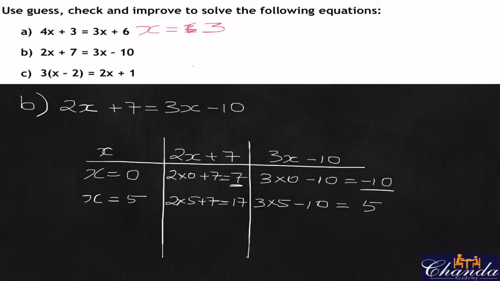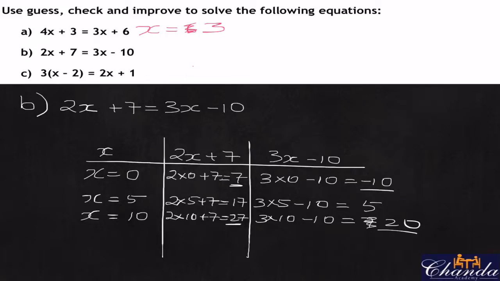Okay, so let's increase it even more. So let's go to x equals 10. Let's see what difference this makes. So 2 times 10 plus 7 gives me 27. Okay, then 3 times 10 minus 10 gives me, no, that gives me 20, sorry. It gives me 20. So now we are only 7 apart.